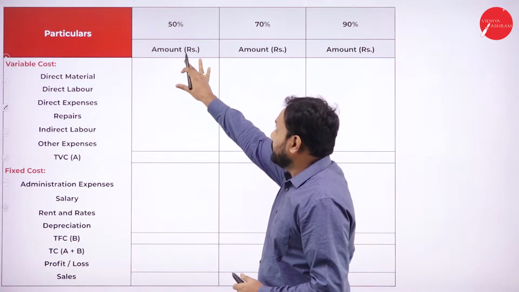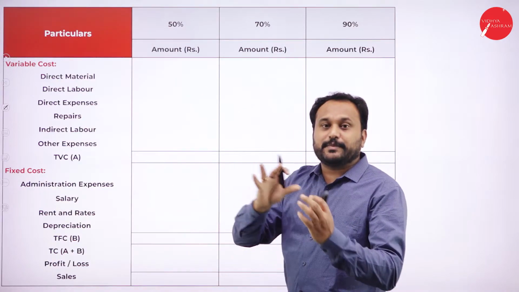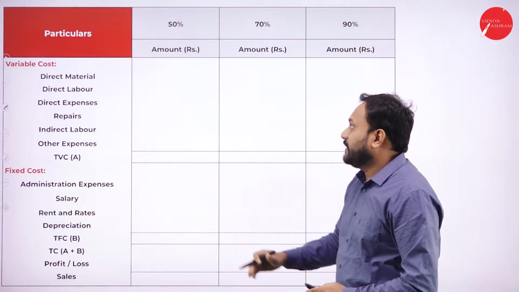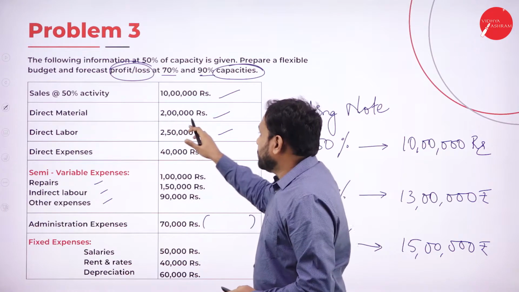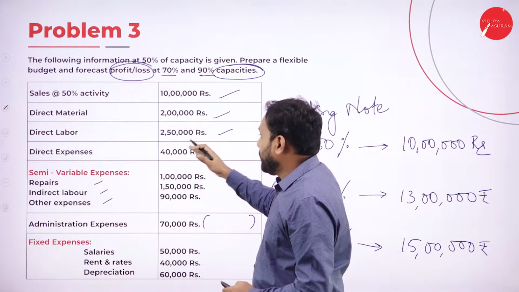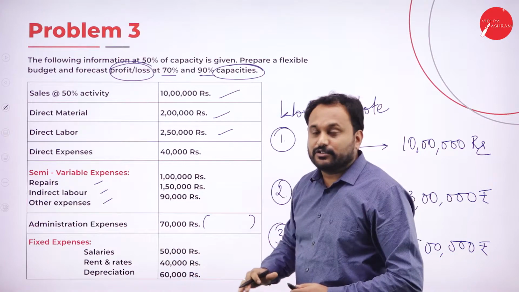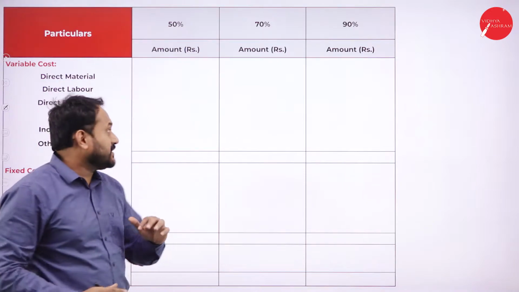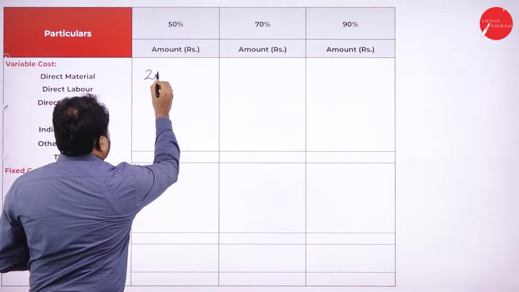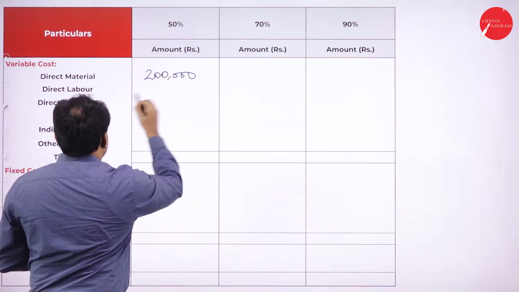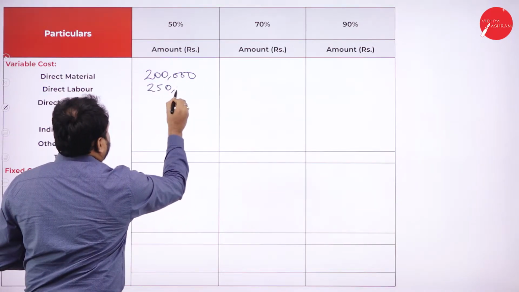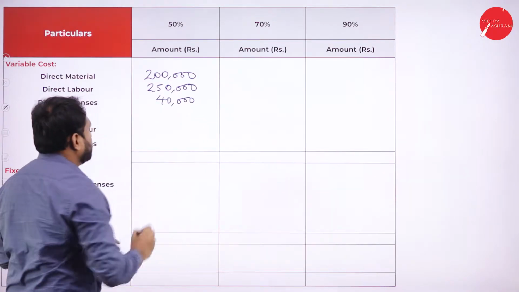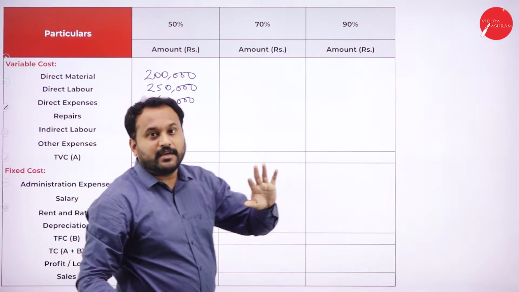Now, at 50%, the first is the base. This is the base 50%, which is given in the examination question. So let's go with it. Direct material, how much is it? Direct material is 2 lakh rupees, labor is 2 lakh 50, and direct expenses 40,000. So we'll write 2 lakh, then 2 lakh 50, and direct expenses was 40,000. Done. So till here we got the numbers properly.